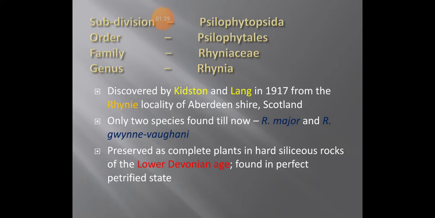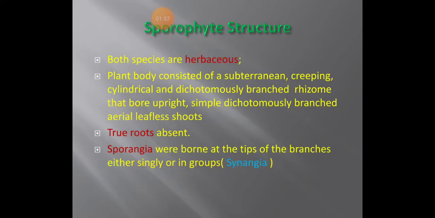This is due to the hard siliceous rocks. Complete petrification occurred during the Lower Devonian period and formed perfectly petrified fossil materials. What structures are petrified? Mainly the sporophyte and the plant body. In pteridophytes there are usually two phases in the life cycle, the sporophyte and the gametophyte. Of these, the sporophyte has been completely petrified.